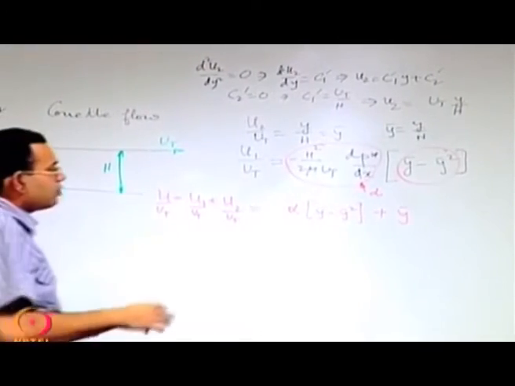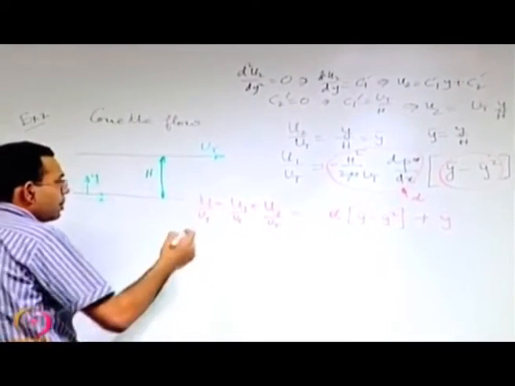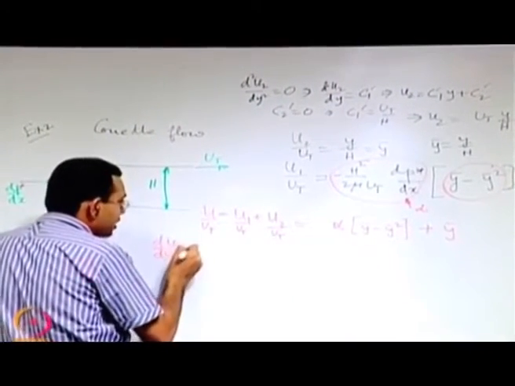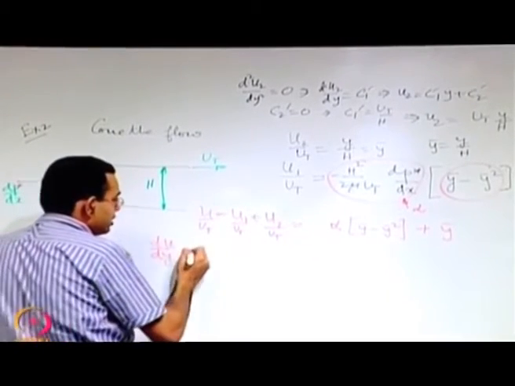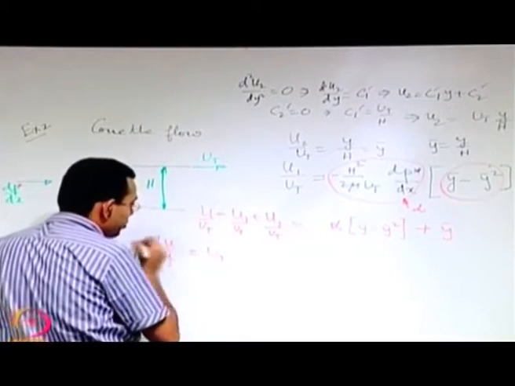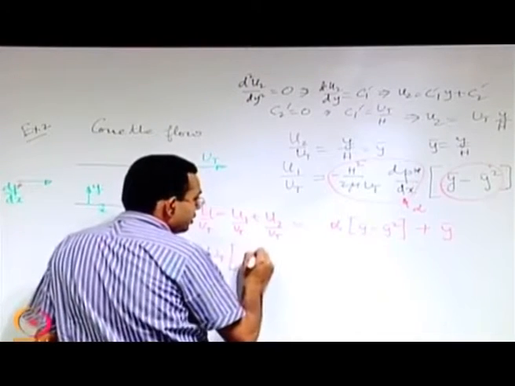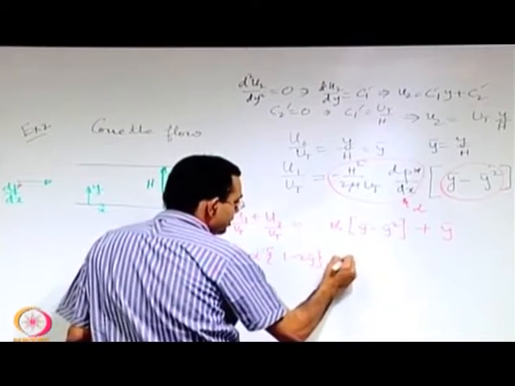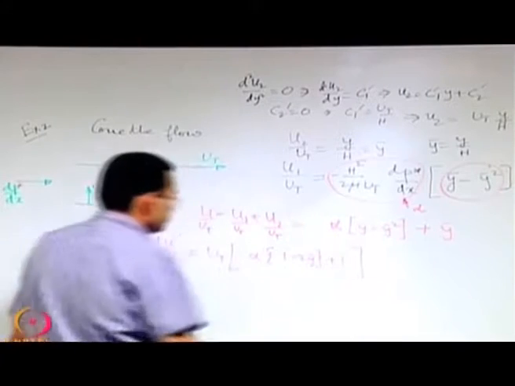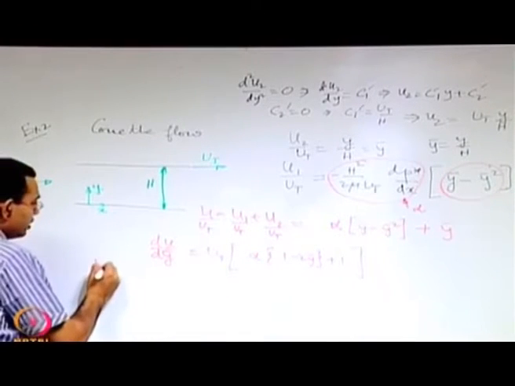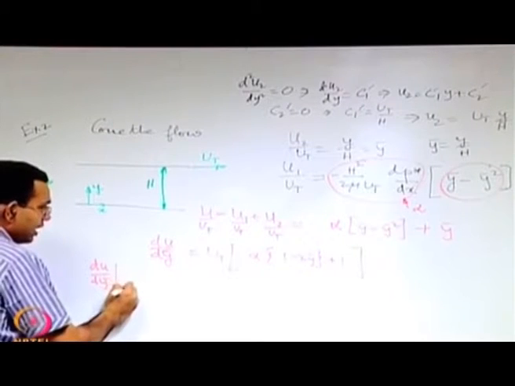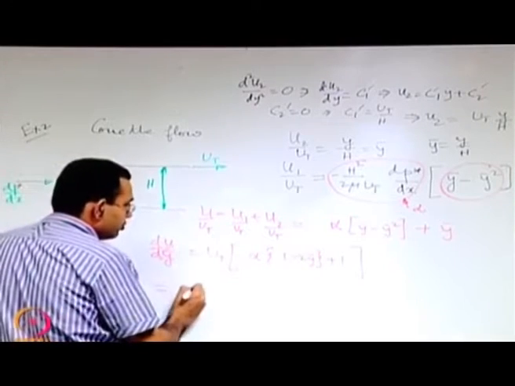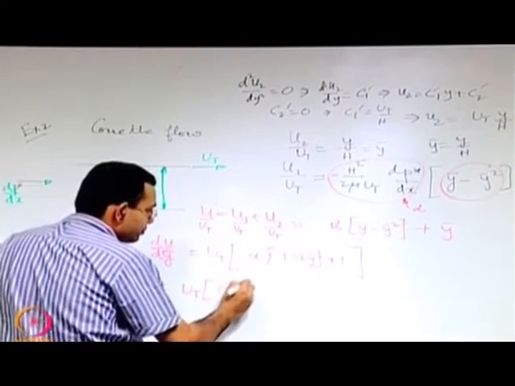So let us try to see what the typical velocity gradients are. For different values of alpha, let us first find out what is du dy, and we will get an important picture. So du dy bar is equal to ut into alpha into 1 minus 2 y bar plus 1. So let us try to find out what is du dy bar at y bar equal to 0. That is equal to ut into 1 plus alpha.